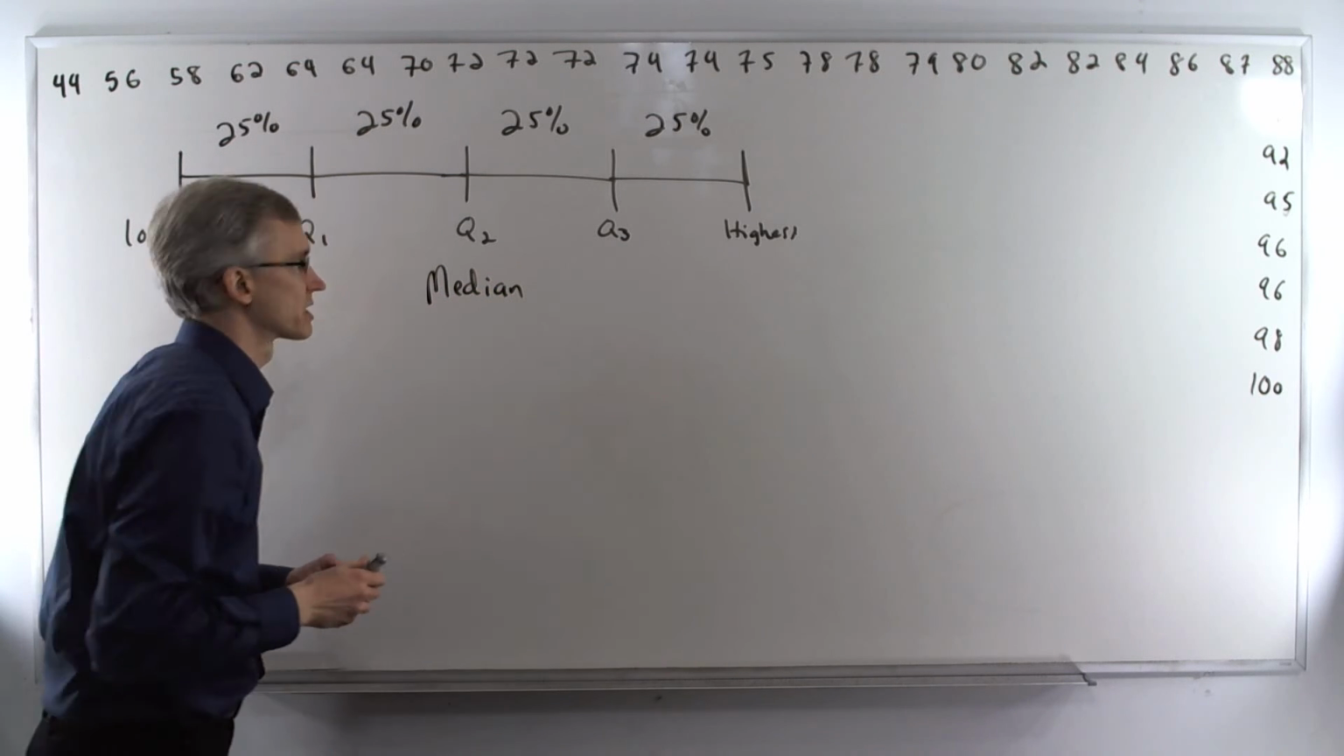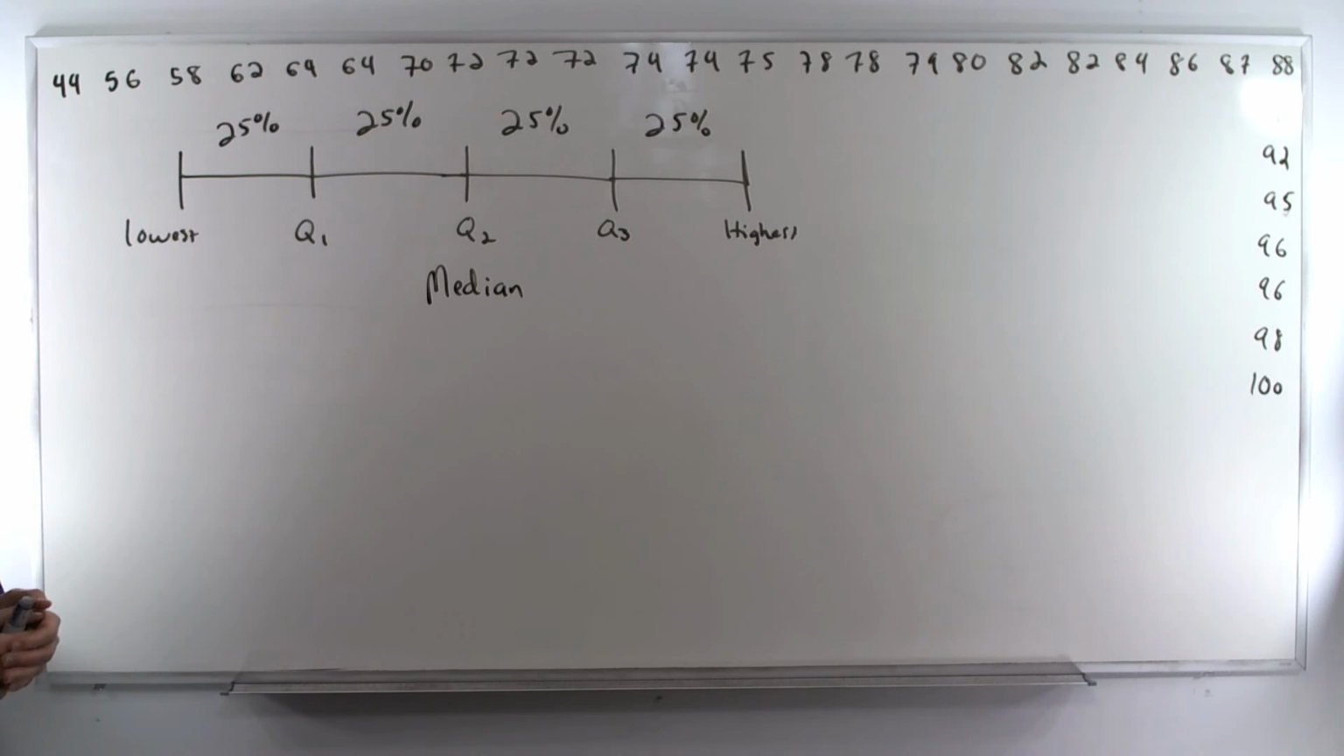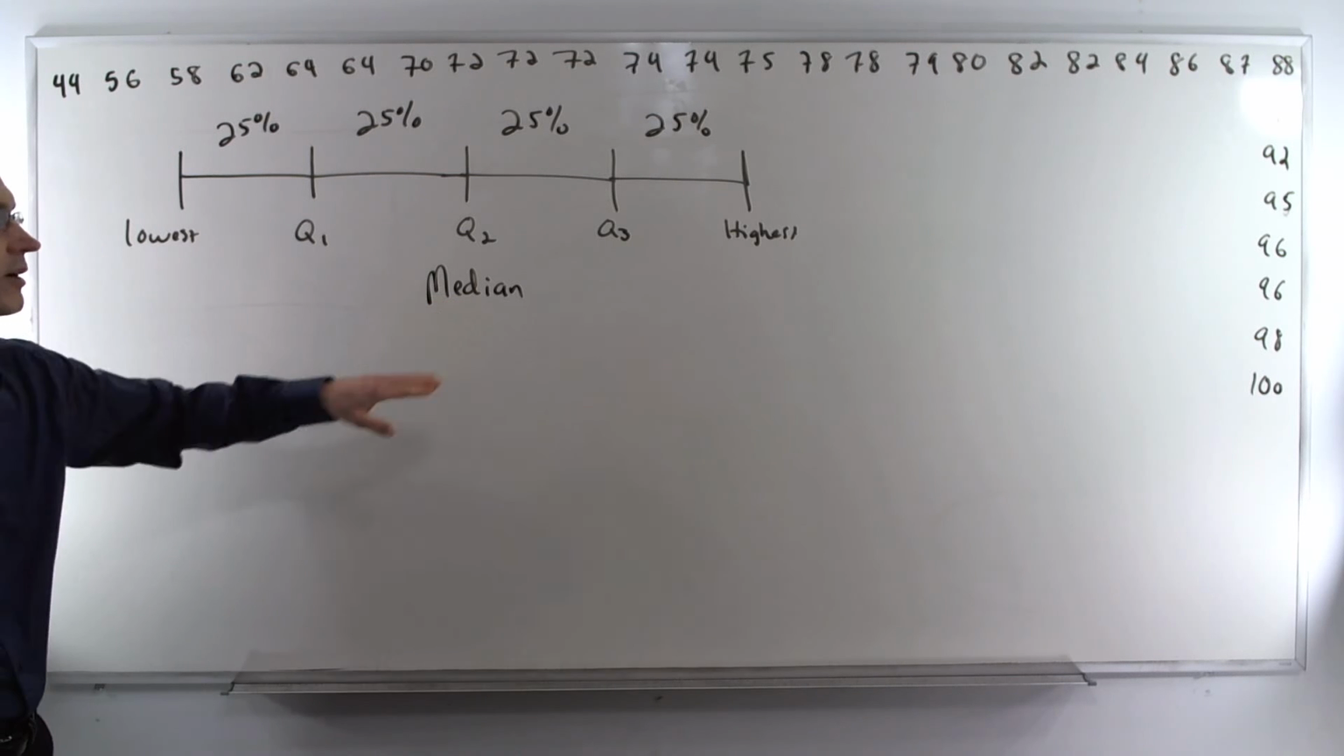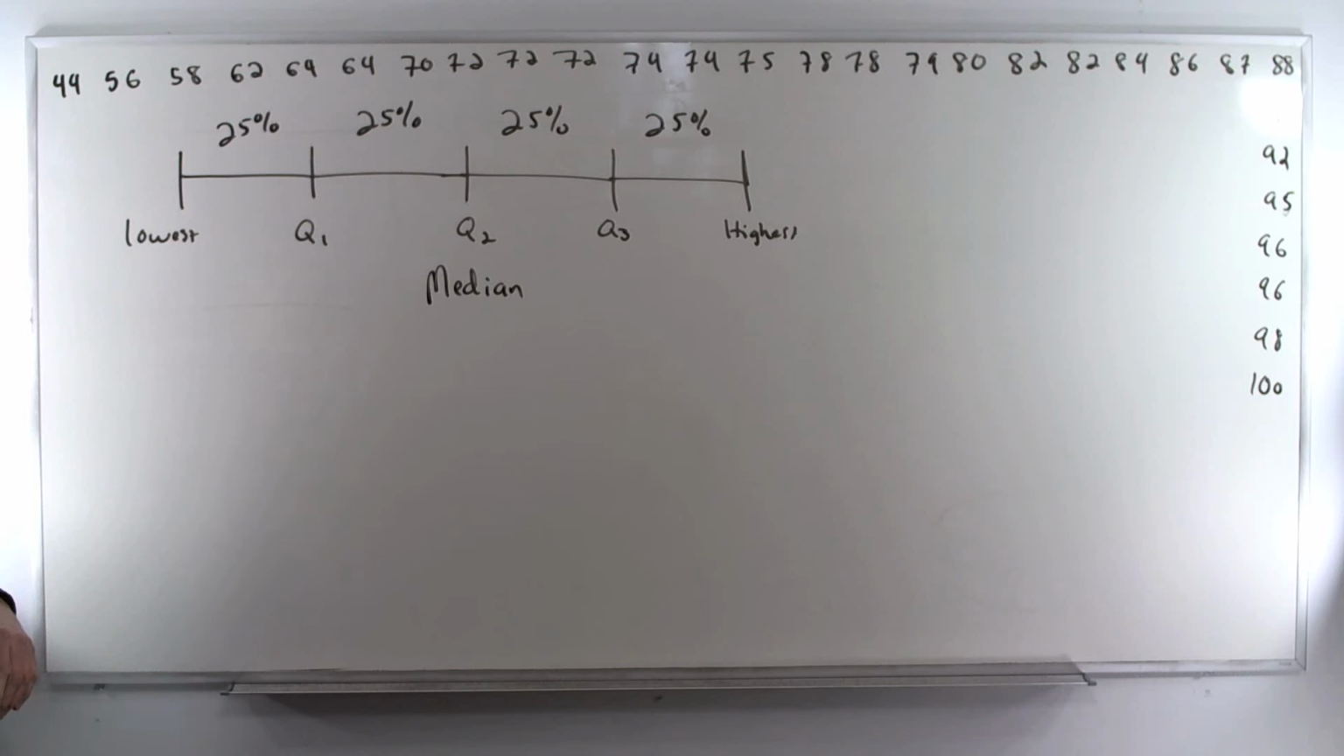And the second quartile has a special name. It's called a median. So that's something you're going to need to know for sure. It's a very important one.